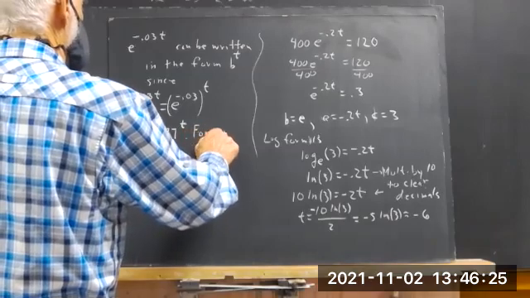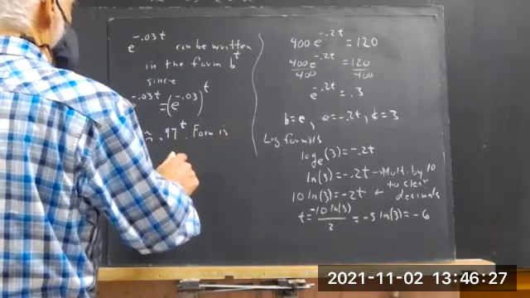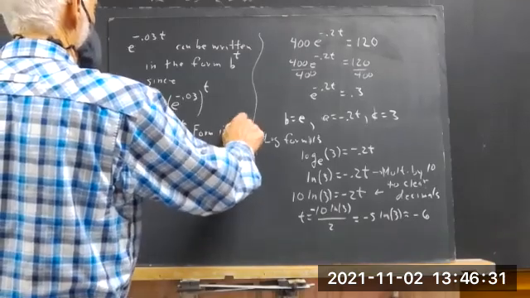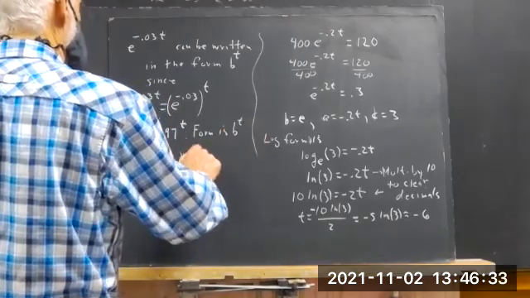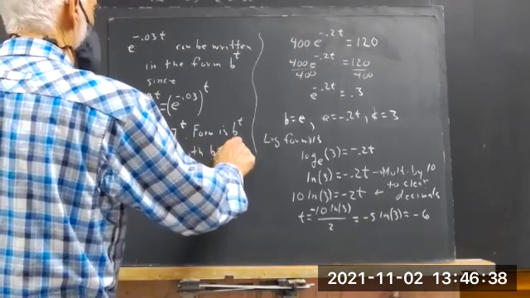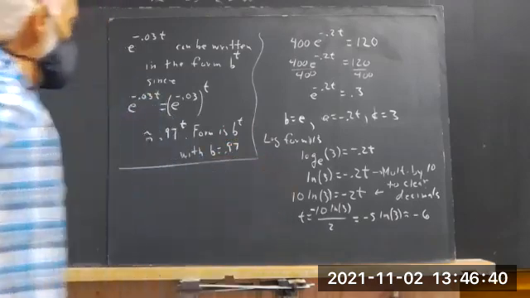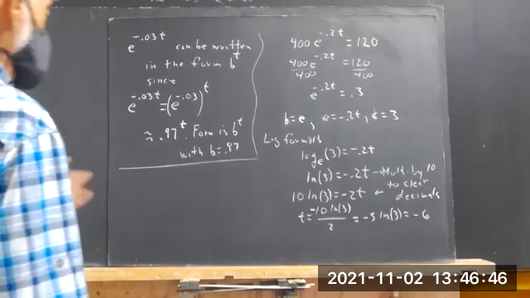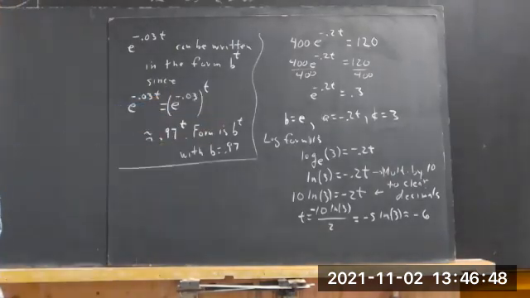And this is 0.97 to the t. So the form is b to the t with b equal to 0.97. And it's very simple if you understand the rule for exponents.